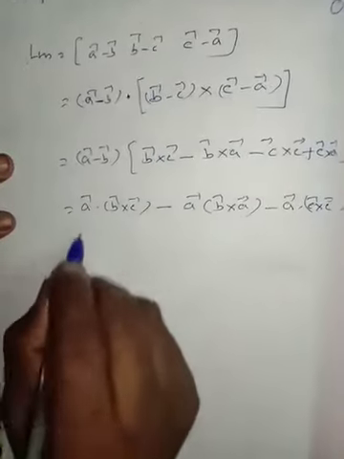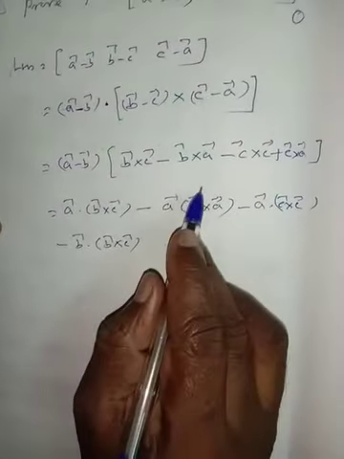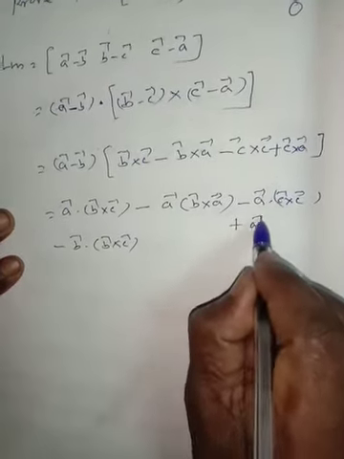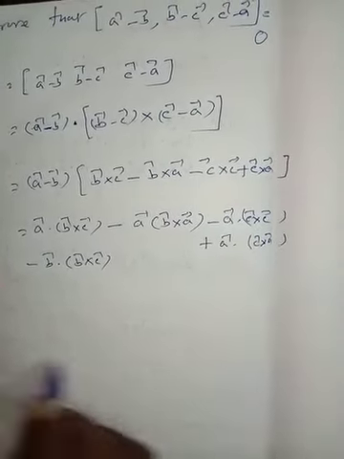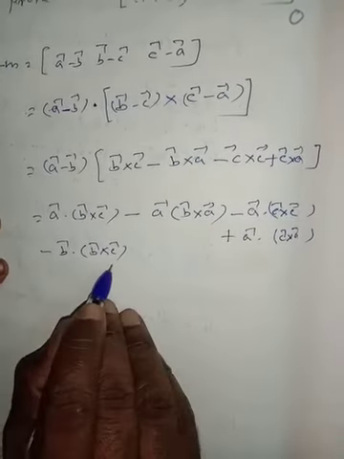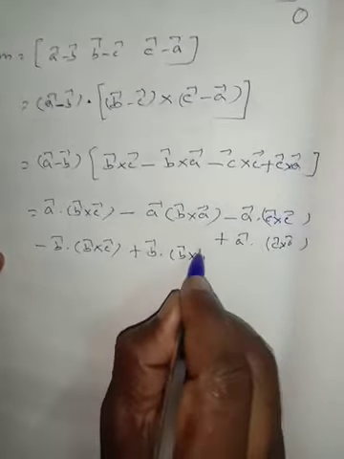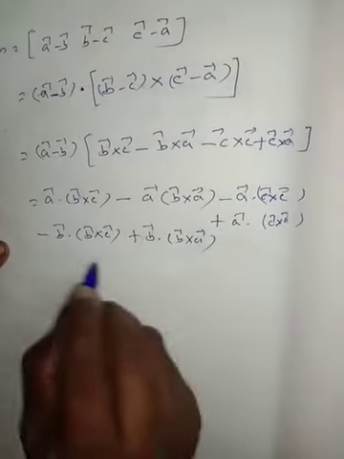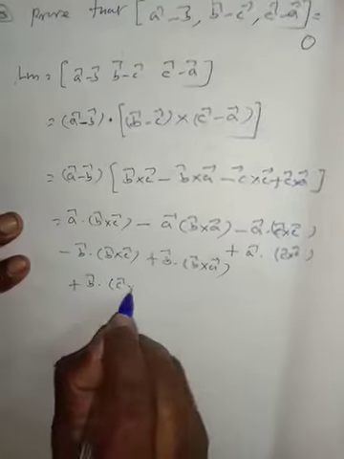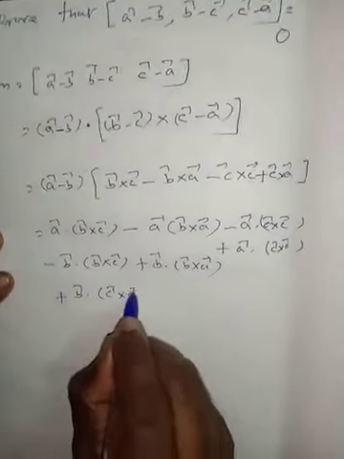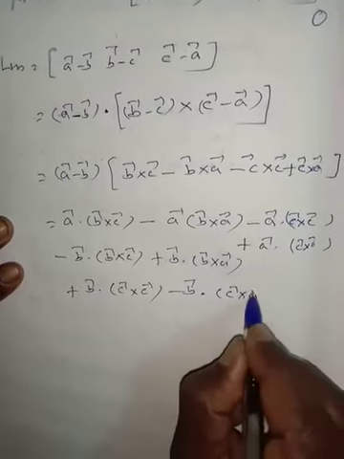Minus b vector dot b cross c, minus of minus positive plus a vector dot c cross a, minus b vector dot b cross c, minus of minus positive b vector dot b cross a, minus of minus positive b vector dot c cross c, minus b vector dot c vector cross a vector.